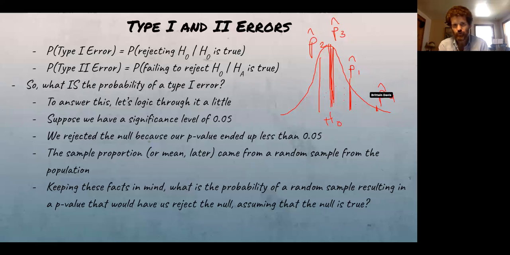All right, just with the random selection of people we got one that happened to be less than our critical value or our significance level. So this one we say is statistically significant. How likely is that to happen if we have a significance level of 0.05?